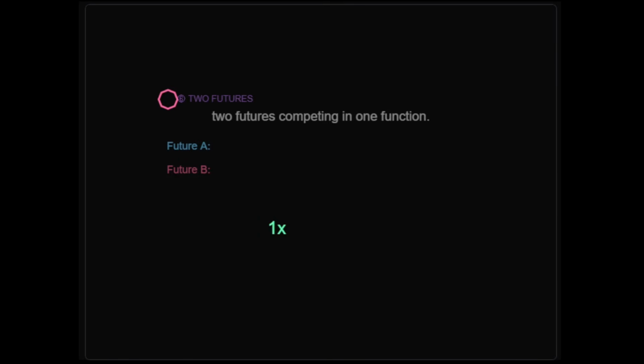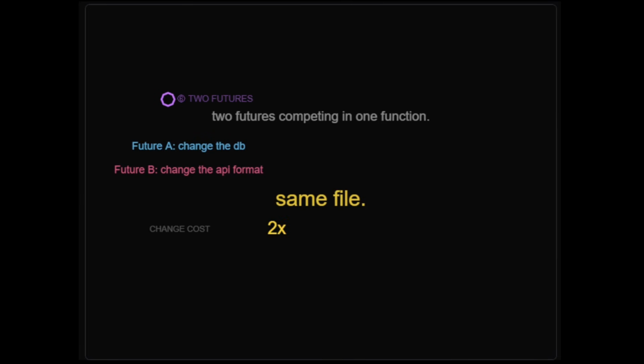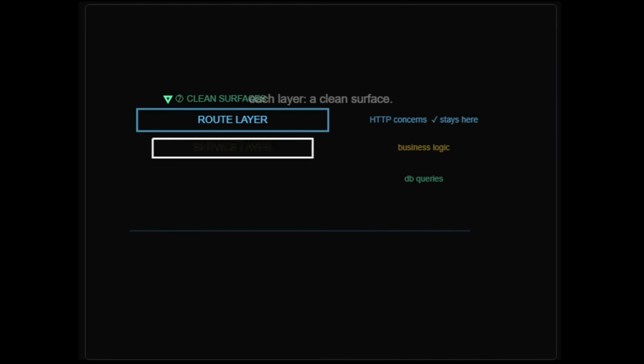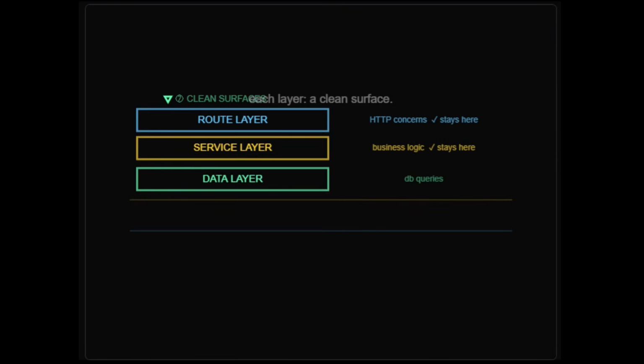Every layer in a well-designed system exists as a response to this pressure. A route layer exists so that HTTP-specific concerns don't bleed into business logic. A service layer exists so business logic doesn't bleed into database queries. The component layer exists so UI rendering doesn't bleed into data fetching. Each layer is a clean surface. What happens on one side doesn't leak to the other. Separation isn't about following rules for their own sake. It's about keeping the future costs of change low.